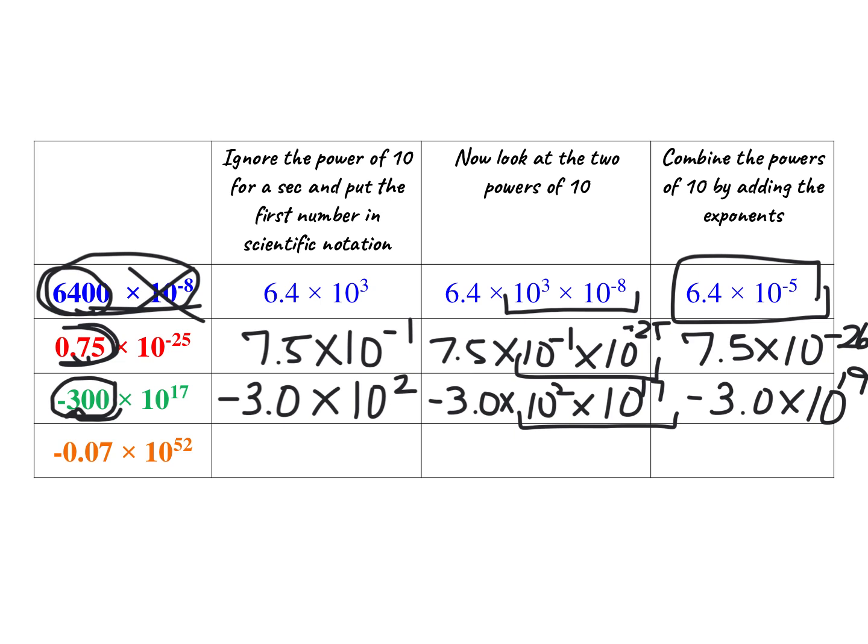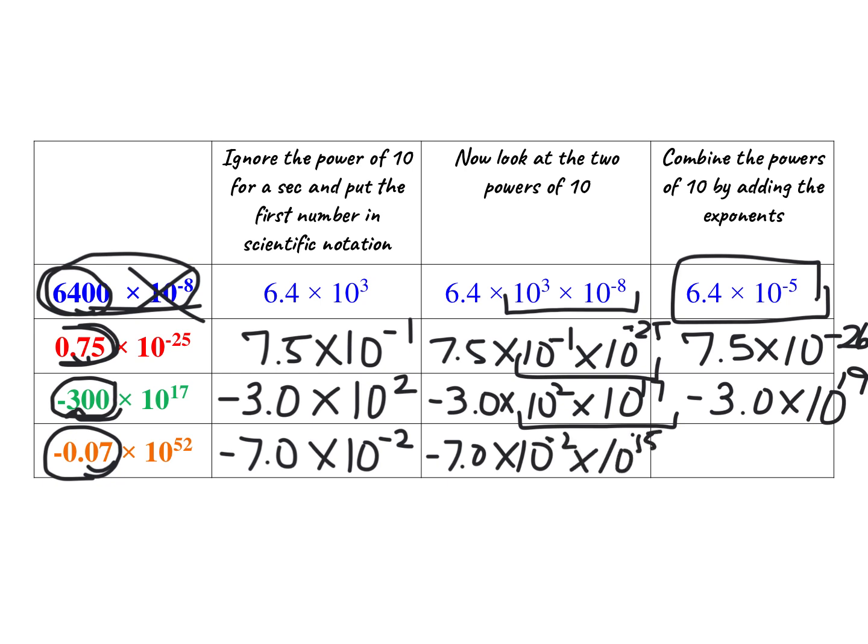The next one, this guy right here, needs to be in scientific notation, so that's negative 7.0 times 10 to the negative second, because we have to move it to the right 2 places. So we're going to take that negative 7 times 10 to the negative second, and multiply that by 10 to the 52nd. And because these two have the same base, we can add the exponents. So my final answer is negative 7.0 times 10 to the negative 54th.